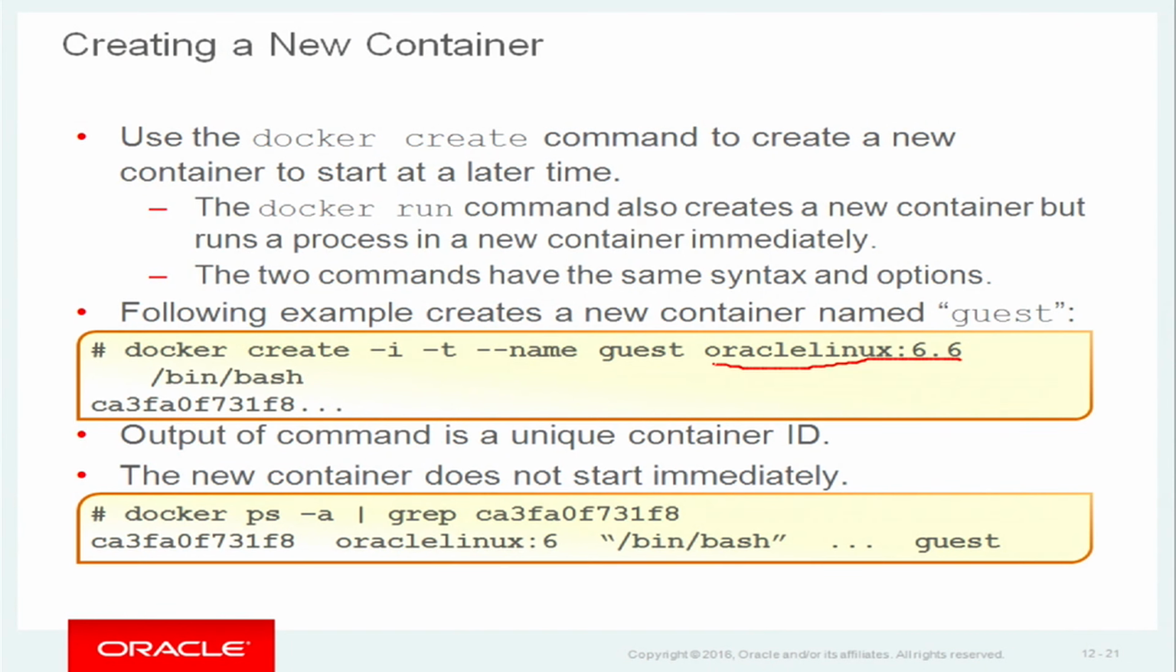Now, part of what gets created is that number. And you notice now I can do a docker ps -a piped to grep for the number. And it comes back and tells me it's Oracle Linux 6. We're running /bin/bash, and the name of the container is guest. Okay.